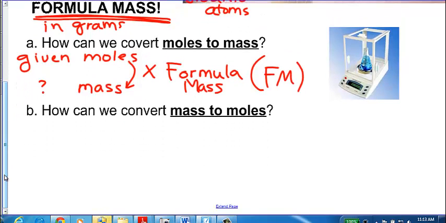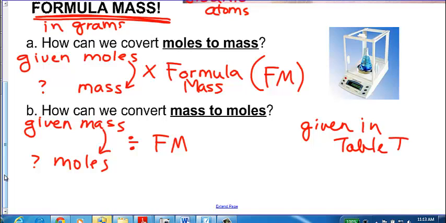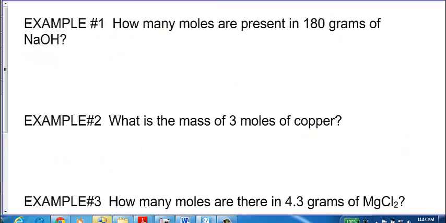If you're going the other way, if you are given mass and they ask you for moles, well, in that case, you're going toward moles, and therefore you would divide by the formula mass. This is actually the only one, there are 3 relationships about a mole we're going to learn, that is given in your reference tables. This is given in reference table T as in Thomas. Okay? So these ones are a little bit longer because you actually have to stop and calculate formula mass if they don't give it to you.